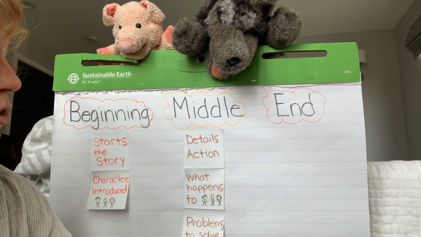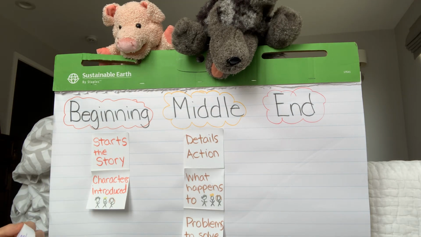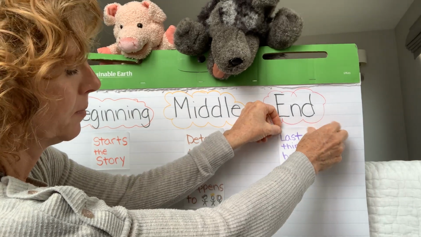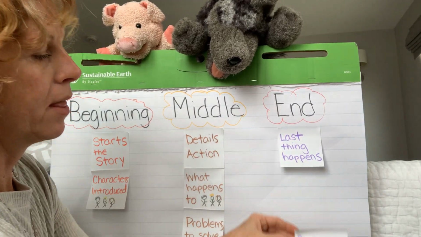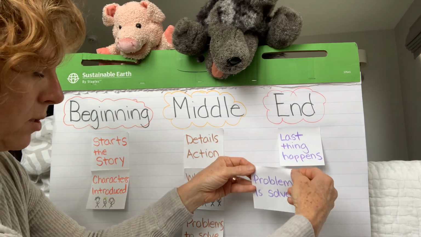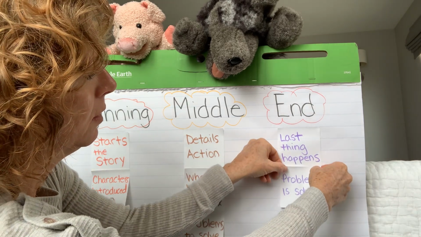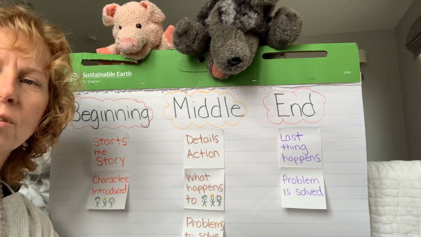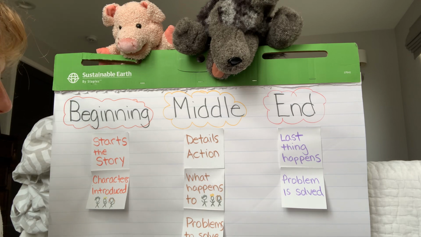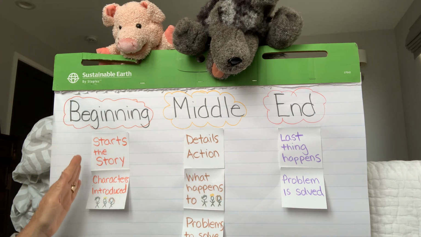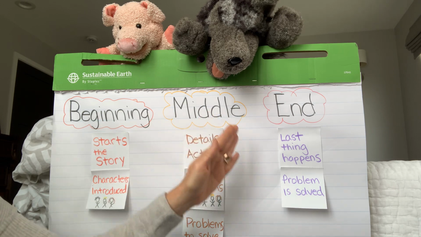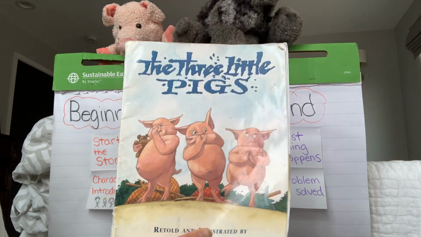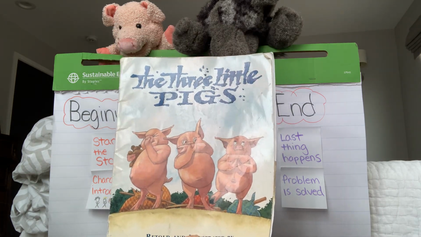At the end of a story is where the last thing that happens in the story takes place. And the problem is solved, and the story, of course, ends. So we're going to practice beginning, middle, and end using this book that we read last week or a few days ago, The Three Little Pigs.